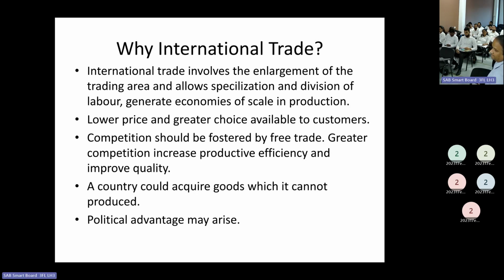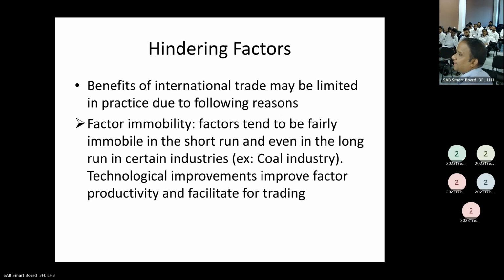With international trade, developing linkages with other countries will form a political advantage. Those are the reasons. We can think of so many other reasons why countries prefer to engage in international trade, thinking about all these aspects. So what are the hindering factors?